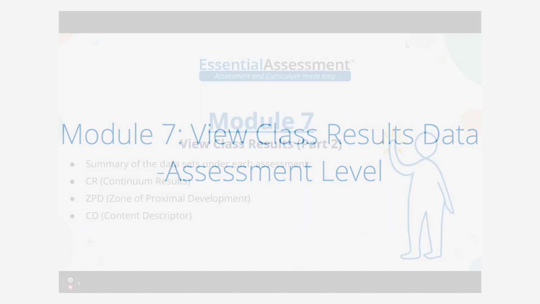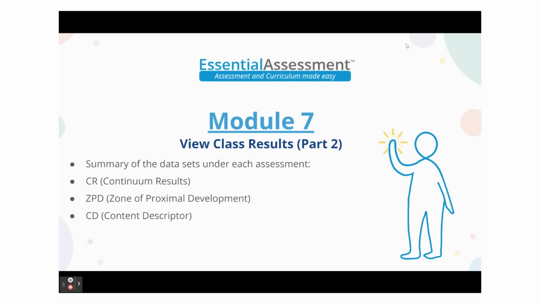This time we're going to take a look at the data sets at an assessment level and the 3 ways to view our data: the CR, Continuum Results View, the ZPD, the Zone of Proximal Development, and the CD, or Content Descriptor View. So let's take a look at these ways to view our data in our View class results on the platform.